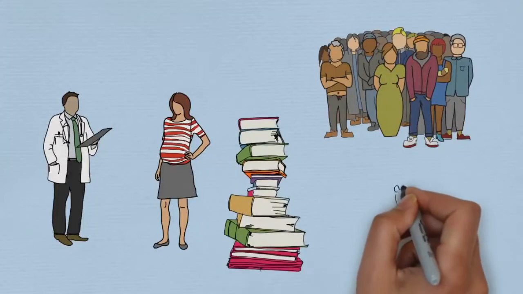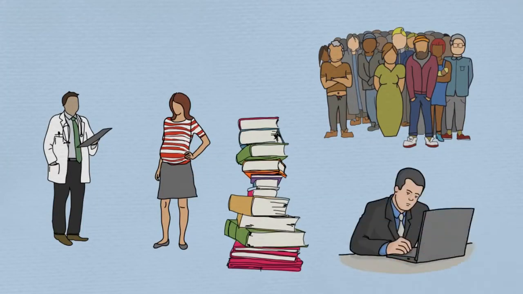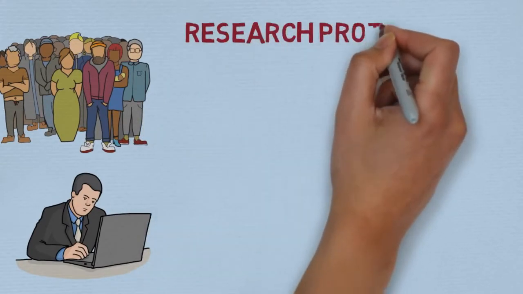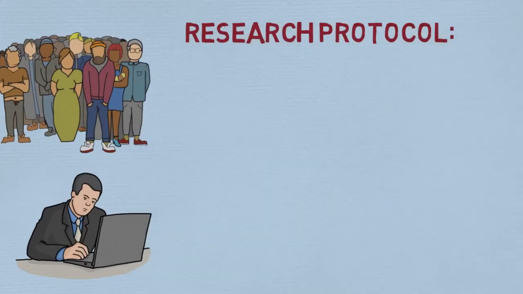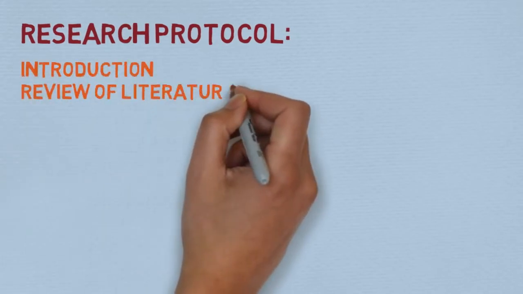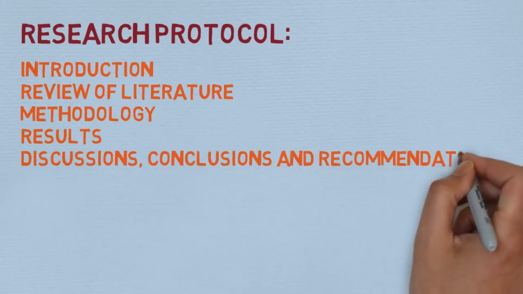Research is a process of systematic search for verifiable truth about a problem or phenomenon. Hence, this systematic search requires developing a systematically organized approach, which is called the research protocol. The research protocol of a public health research paper includes the introduction, the literature review, the methodology, the results, and finally the discussion, conclusion, and recommendation.